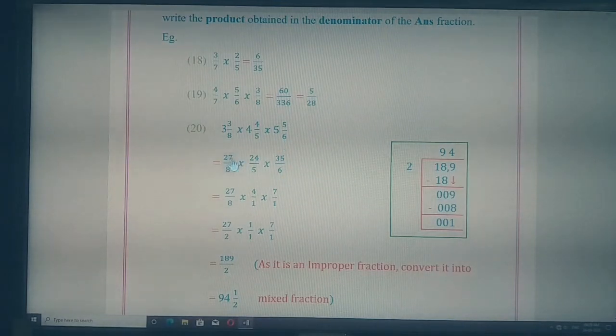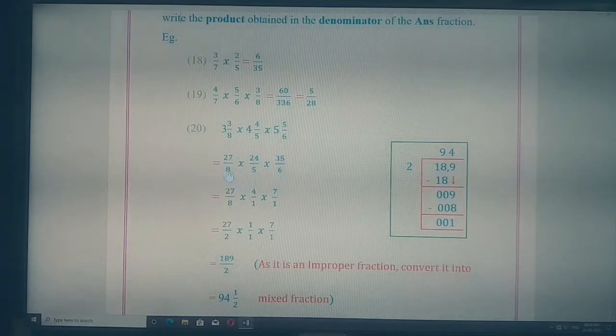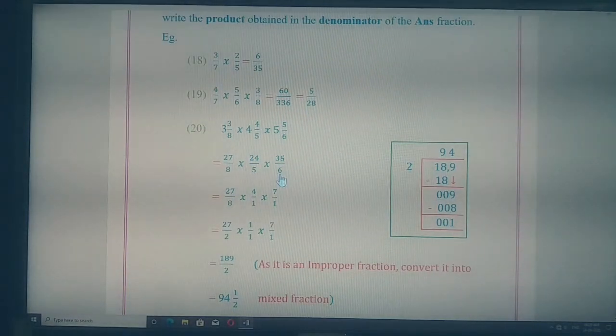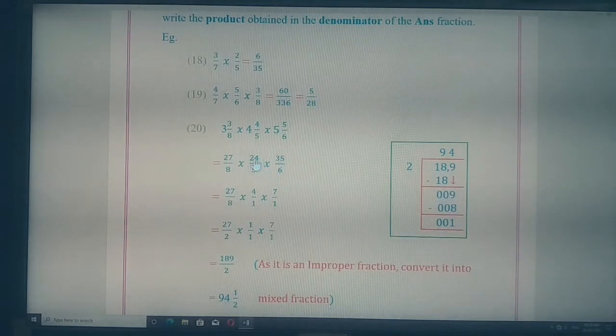So our next step is 27 upon 8 multiplied by 24 upon 5 multiplied by 35 upon 6. Now if we observe these fractions very carefully, here 6 can be cancelled using 6's table, and 24 can be cancelled using 6's table.